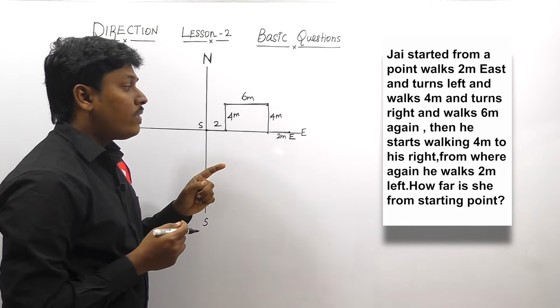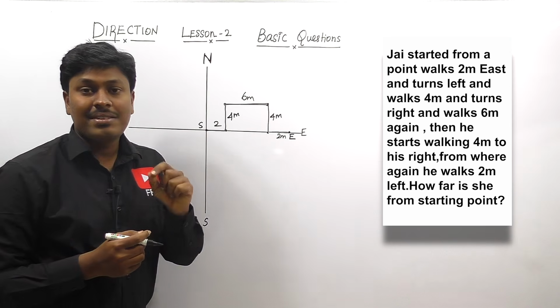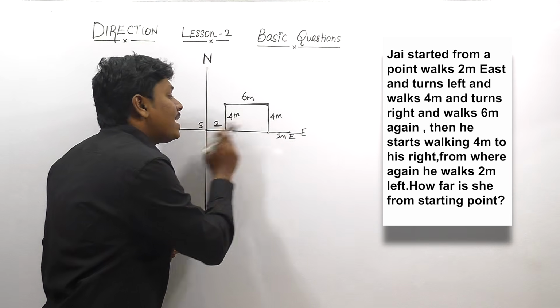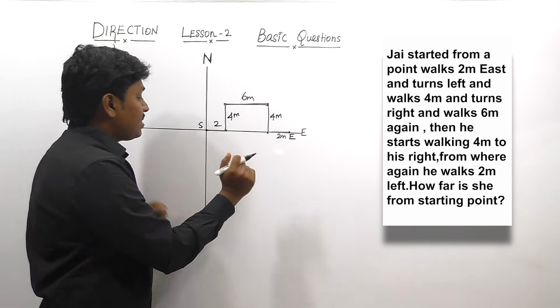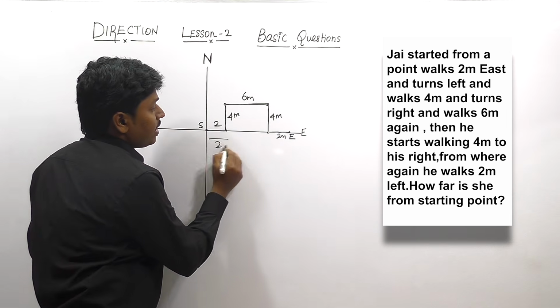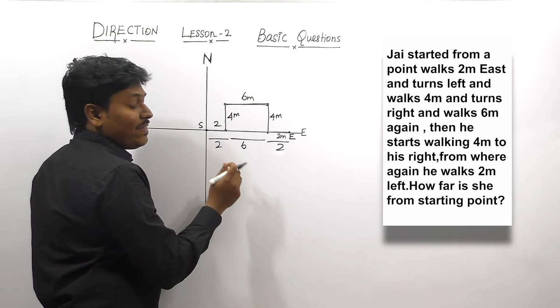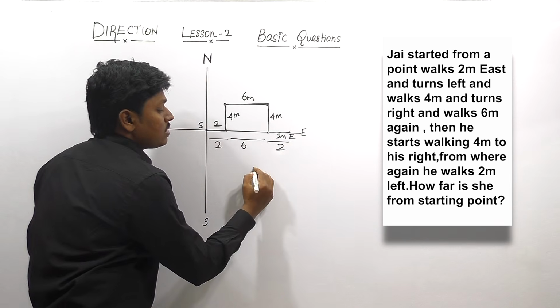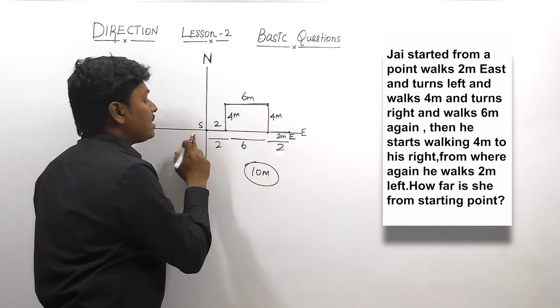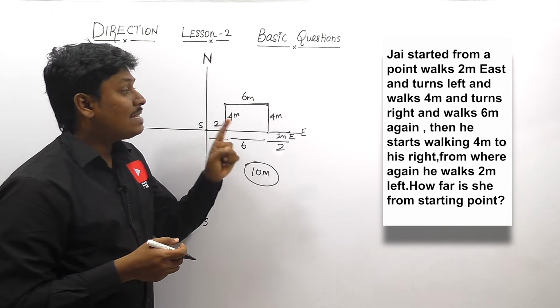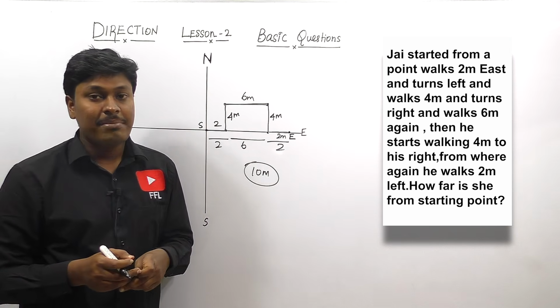What is the question? How far is he from the starting point? So friends, the question is, what is the distance between the starting and ending point? Friends, listen carefully. This is 2, and this distance will be 6 and this distance will be 2. So totally we can say 6 plus 2 plus 2. So the total distance will be 10 meters. From the starting point to the ending point, the distance will be 10 meters. So finally the answer for question number 4 will be 10 meters.